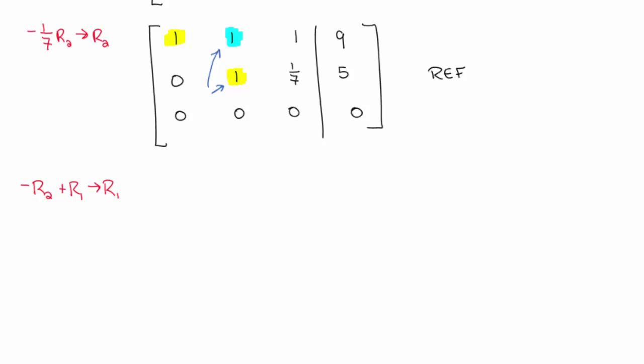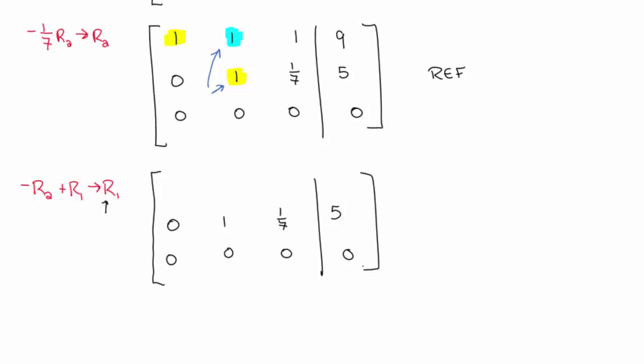That's how I'm going to kill off that element in row 1. So notice in this statement, the only thing that's changed is row 1. So row 2 and row 3 I'll rewrite. Row 2 is 0, 1, 1/7, 5. Row 3 is 0, 0, 0, 0.